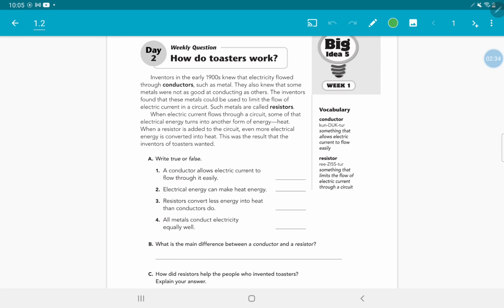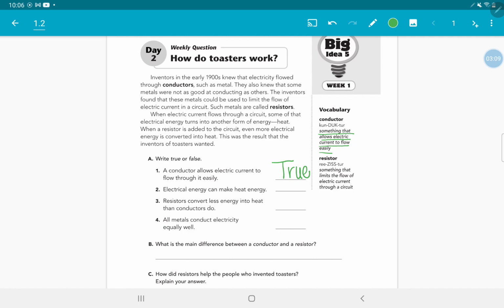So let's look at the first question. You're choosing if this is true or false. A conductor allows electric current to flow through it easily. Is that true or false? True. I can go back and look at the definition of conductor, and it says something that allows electric current to flow easily. So I know that is true. You can go ahead and click your answers as we go.